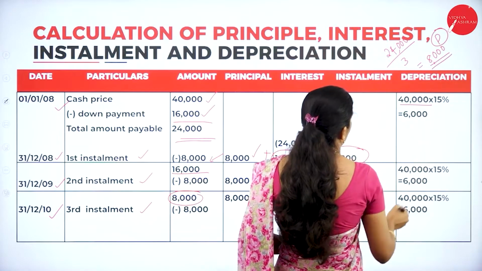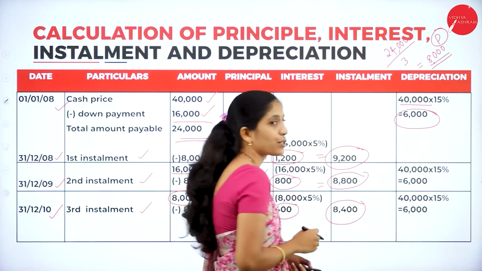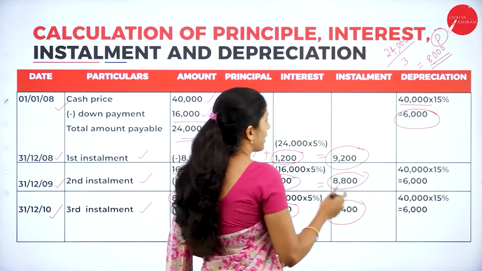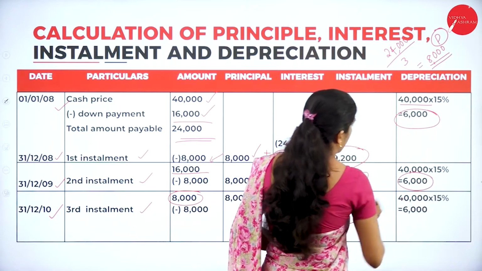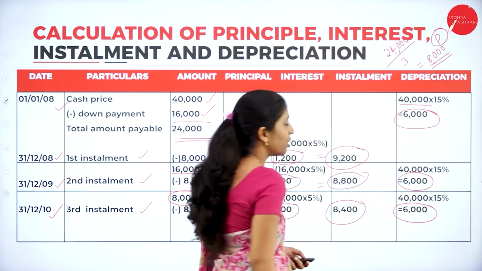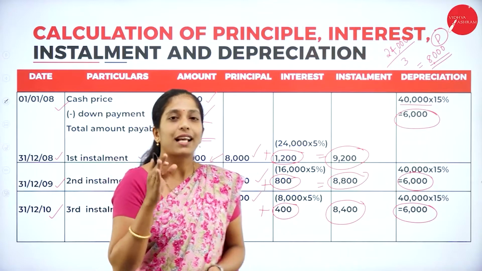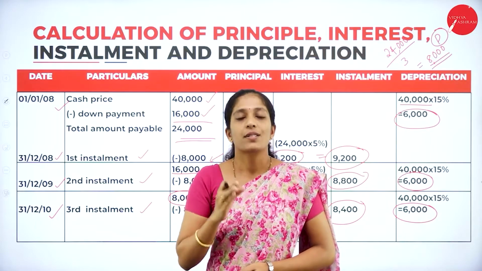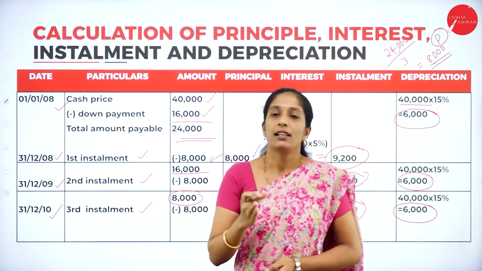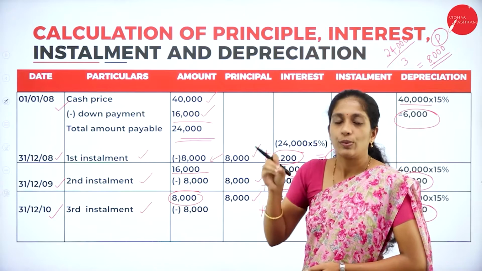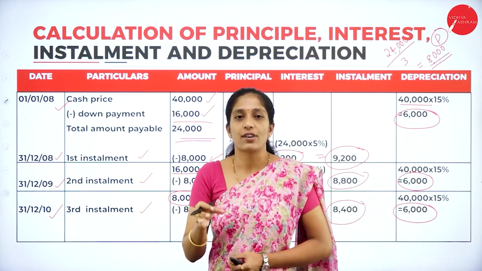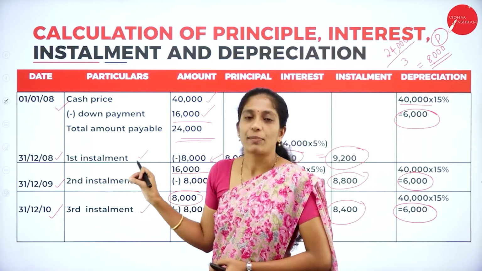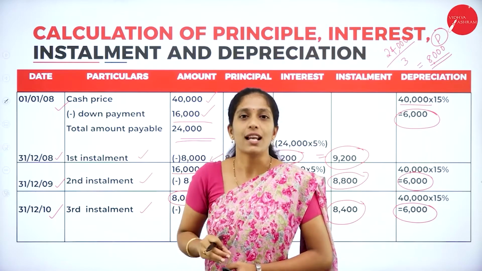Now for the first year, calculate the depreciation. 40,000 is the cash price into 15%. So we'll get 6,000. In the second year also, since we are following the straight line method, depreciation remains the same. That is 6,000, and third year also 6,000. So this is the calculation of depreciation, calculated on the straight line method. Now we are done with the calculation. Now it is easy. If you remember the journal entry, we can go on recording the entries. We can pick the amount from here and record it in the journal entries.